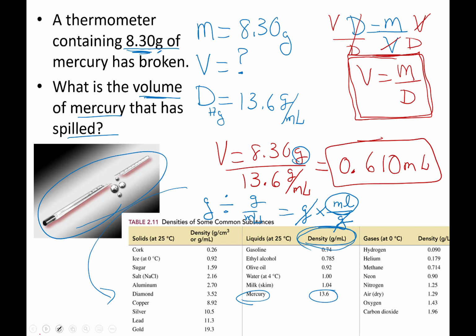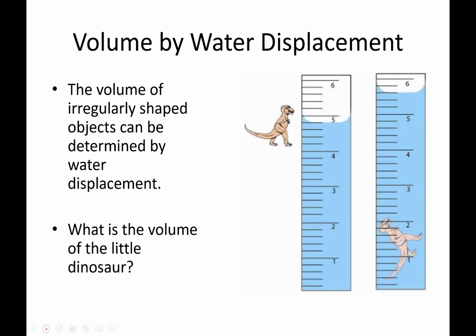Alrighty, let's do another situation. Sometimes when we're dealing with odd-shaped objects, we need to find their volume by something which is called water displacement. If you've got an irregularly shaped object, it can be placed in a graduated cylinder. You notice the volume of the water before, you notice the volume of the water after, and you subtract to find the volume of the object.